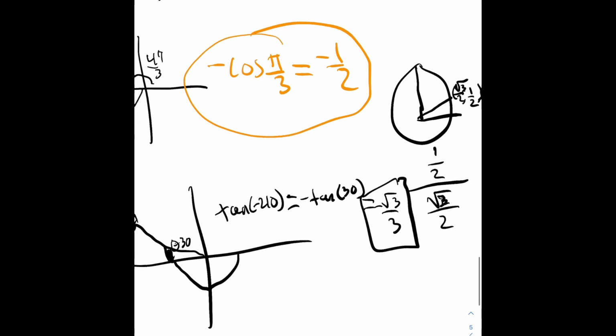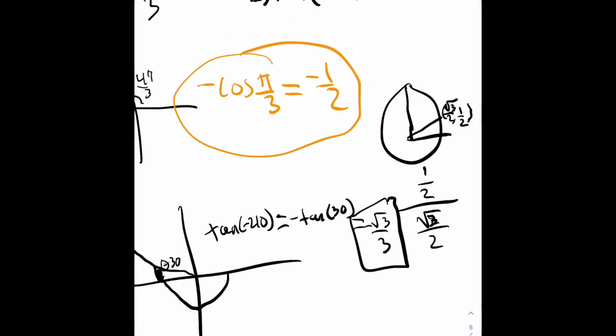So again, this is what I would put for my answer. My answer of tangent of negative 210 is the same thing as negative tangent of 30, and tangent of 30 is square root 3 over 3. So tangent of negative 210 is negative square root 3 over 3.